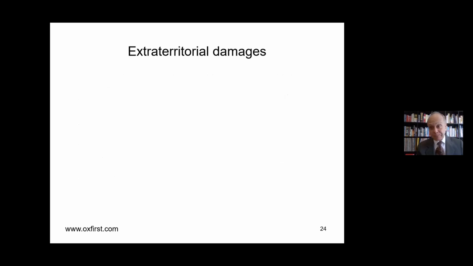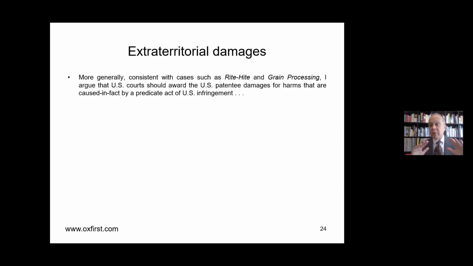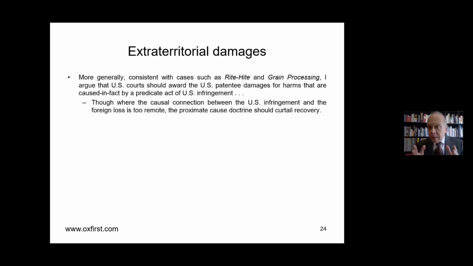More generally, and consistent with the basic but-for principle of cases like Rite-Hite and Grain Processing, I argue that US courts should award the US patentee damages for harms that are caused, in fact, by a predicate act of US infringement. There are limitations on the cause-in-fact principle, just general limitations imposed by tort law generally, where the causal connection between the US infringement and the foreign loss is too remote, then the proximate cause doctrine should curtail recovery.